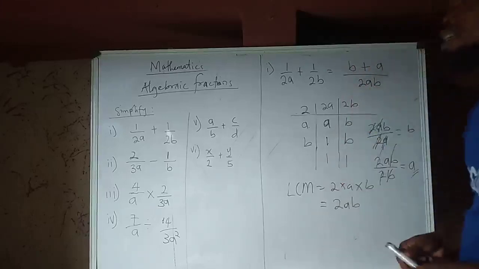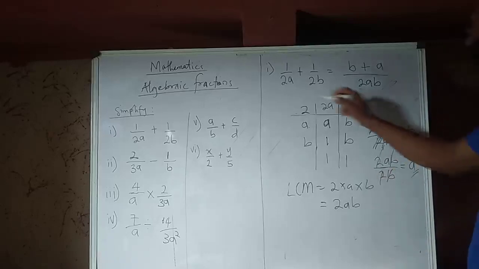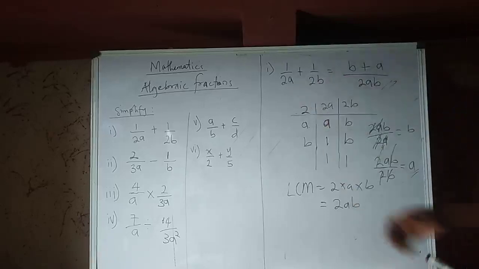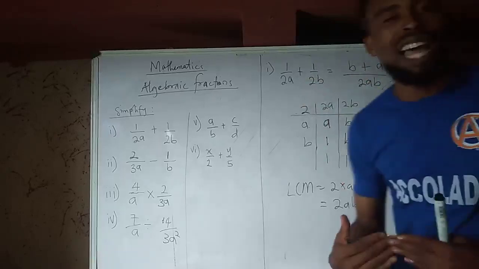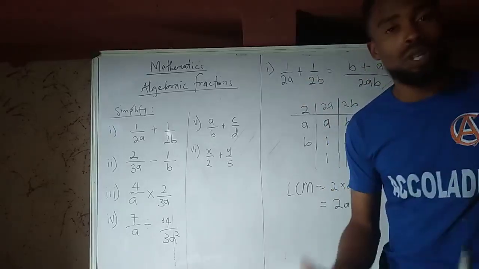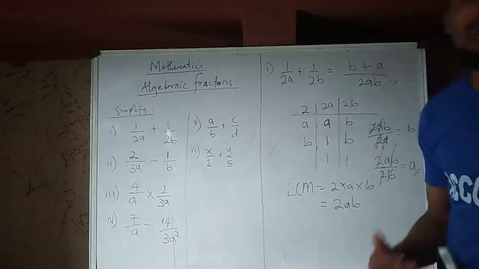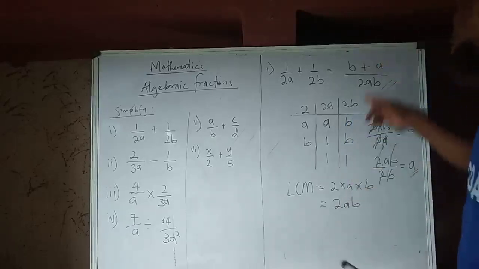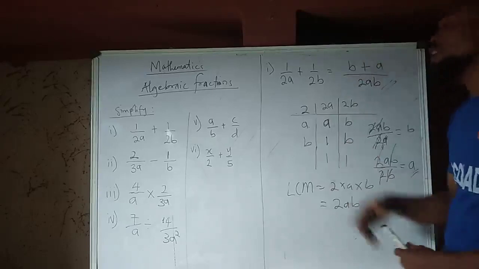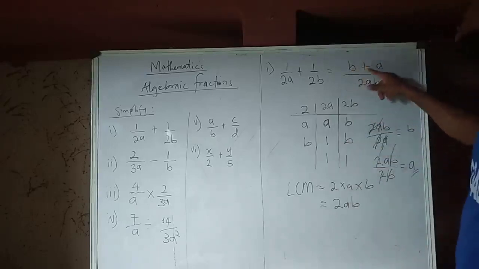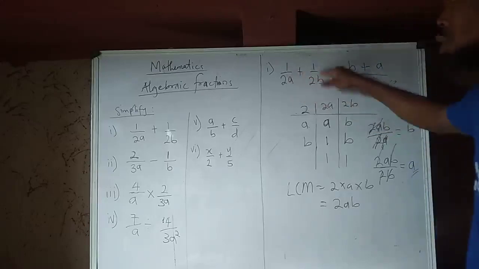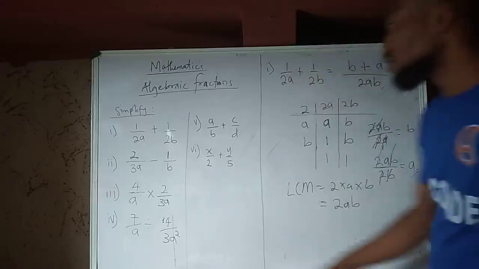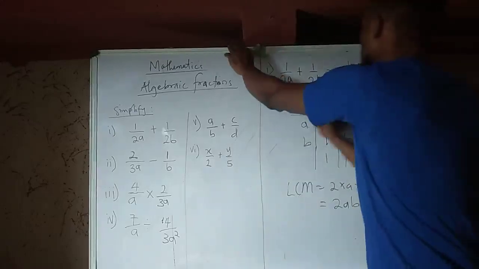Now what we have here is the solution to this simplification. We cannot do anything further. We cannot add b to a because they are not alike. They don't represent the same quantity. They cannot represent the same number. So that's why we cannot add both of them together. So we have b plus a over 2ab as a solution of 1 over 2a plus 1 over 2b. Okay, let's go to the next example.